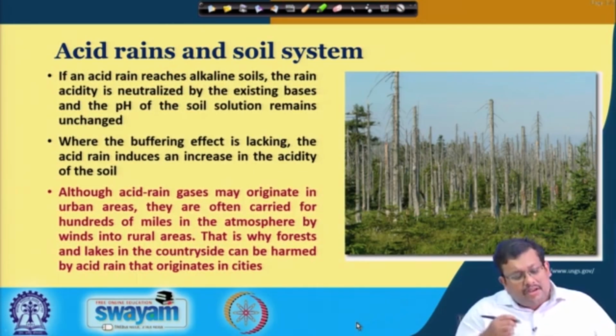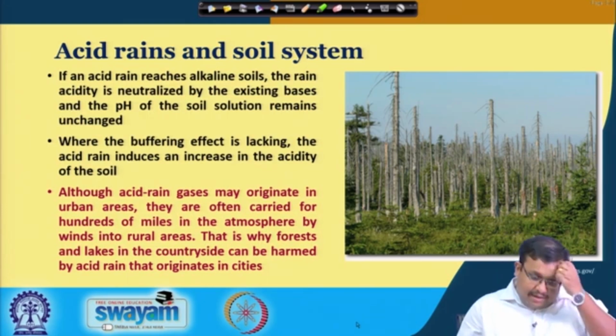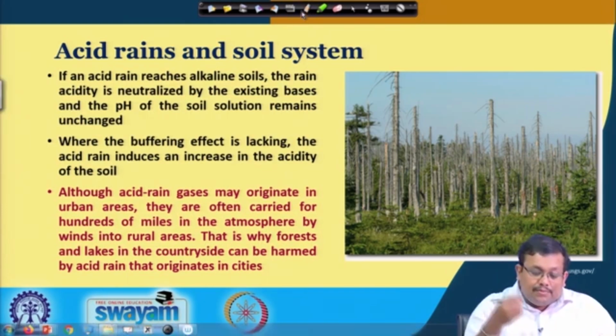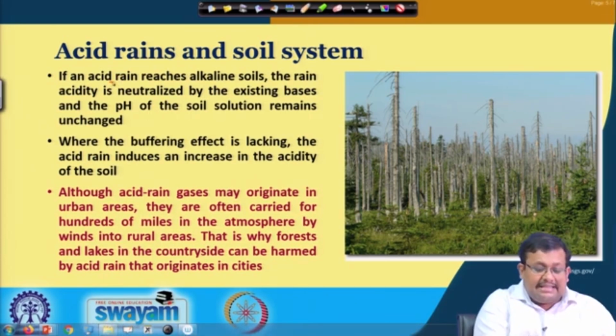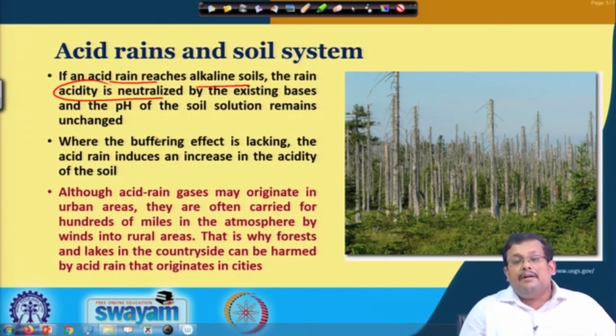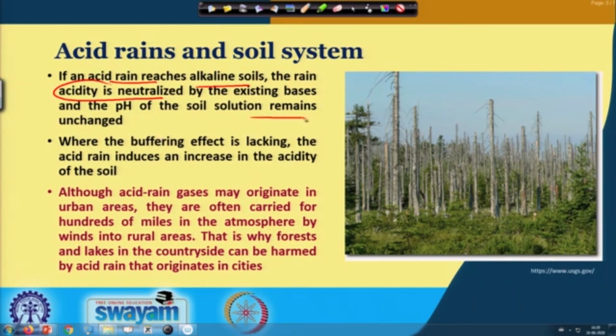Now, if acid rain reaches alkaline soils, the rain acidity is neutralized by the existing bases and the pH of the soil solution remains unchanged. To simplify this, when the acid rain, which is acidic in nature, reaches the alkaline soil, the rain acidity is neutralized because of the presence of bases in the alkaline soil, and the pH of the soil solution remains unchanged. So, there is basically neutralization.